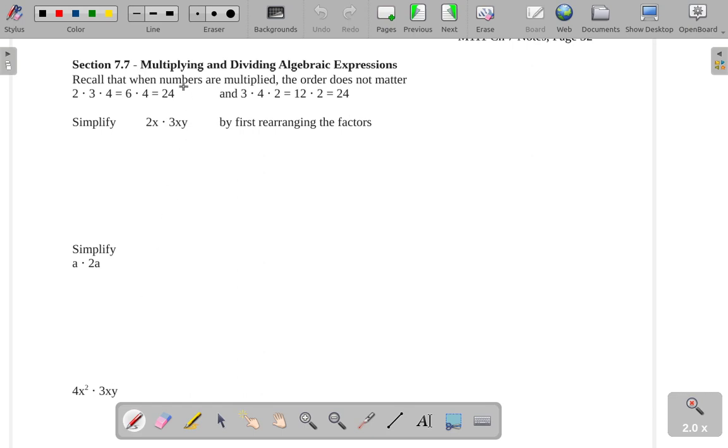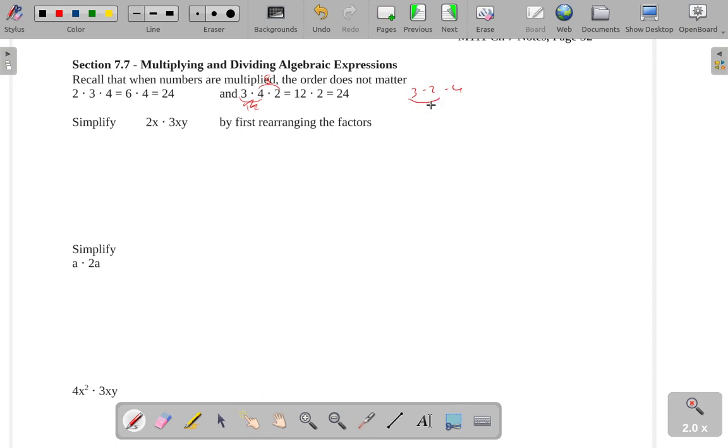Alright, let's look to see what happens when we multiply or divide algebraic expressions, starting with multiplication. Remember that when you're multiplying numbers together, the order doesn't really matter. So if you go 3 times 4 times 2, you can combine these together to get 12 times 2, which is 24, or you could have chosen to do 3 times 8, which is again 24, or you could do 3 times 2 times 4.